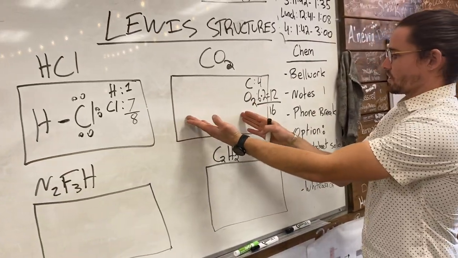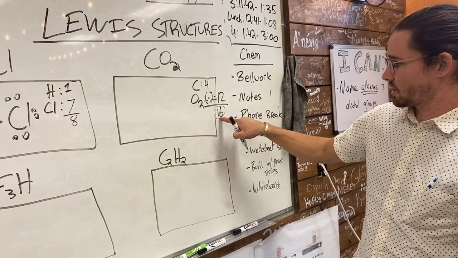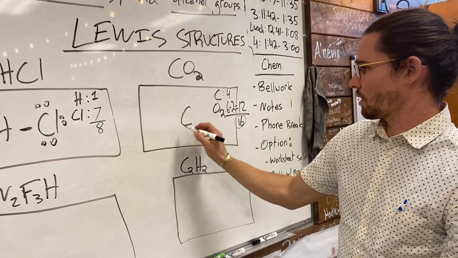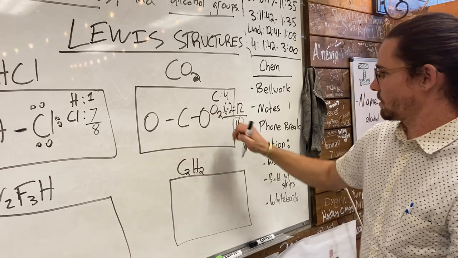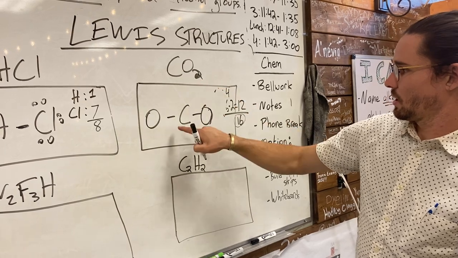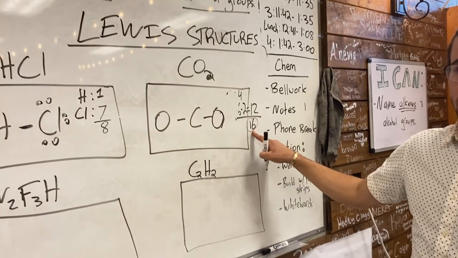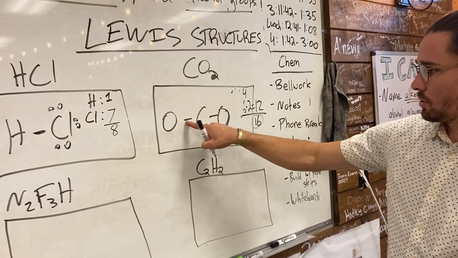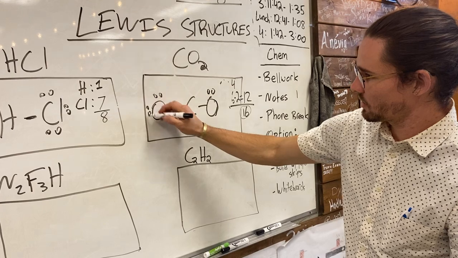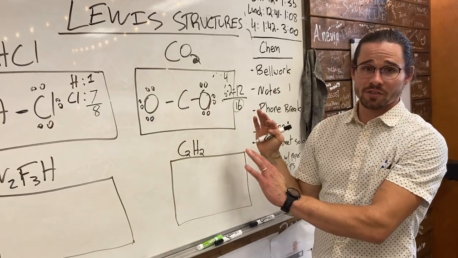Now jumping over to CO2. This one's a little bit more difficult, so stick with me. We have to find a total of 16 valence electrons. My central element is going to be my first element listed, so carbon, oxygen, oxygen. Let me erase that to give myself some more room. So I've got 1 carbon and 2 oxygens. I have to find a total of 16 valence electrons. I have 2 here, 2 here, so 2 plus 2 is 4. Then I keep going: 6, 8, 10, 12, 14, 16. Those are all of my electrons, I can't use any more.